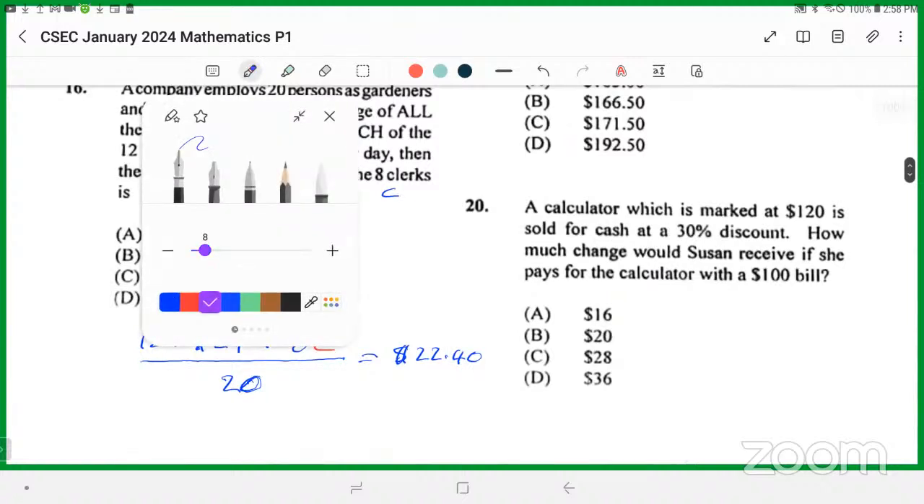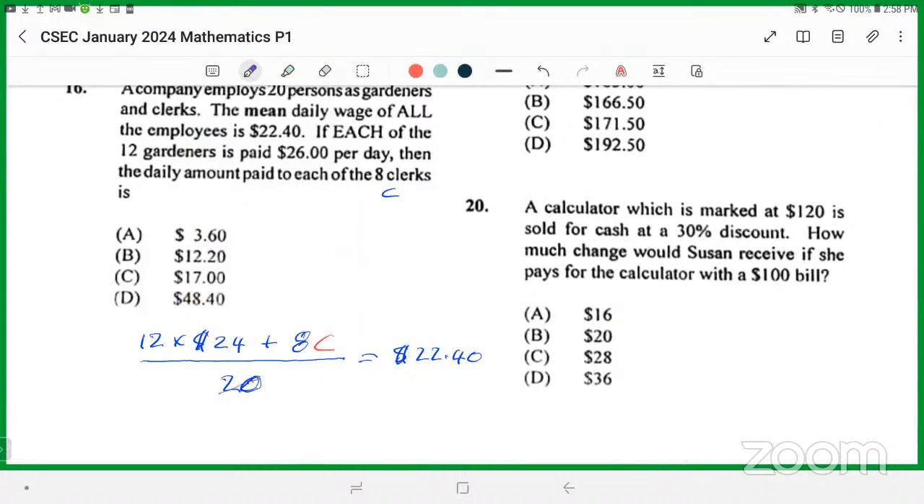Let me do that in purple. When I divide this by 2, it becomes 10. I have to divide this by 2 up here. I'm going to get 6. And see, I put a 24 right here. It should be 26. Nobody told me.